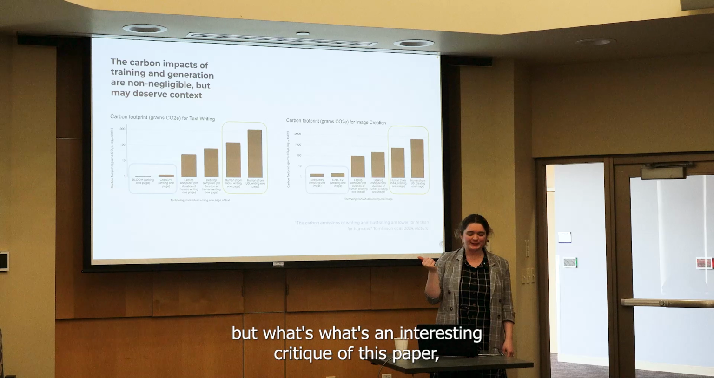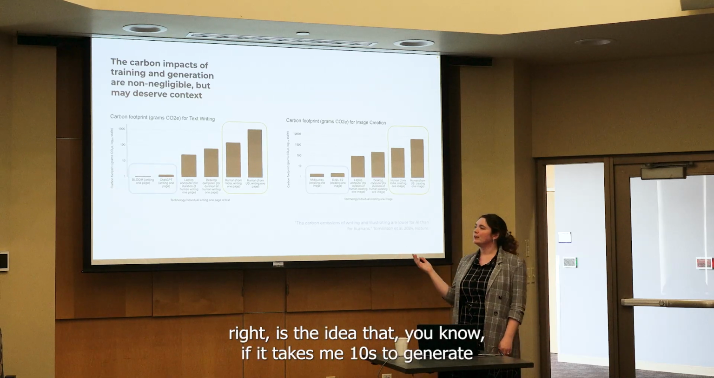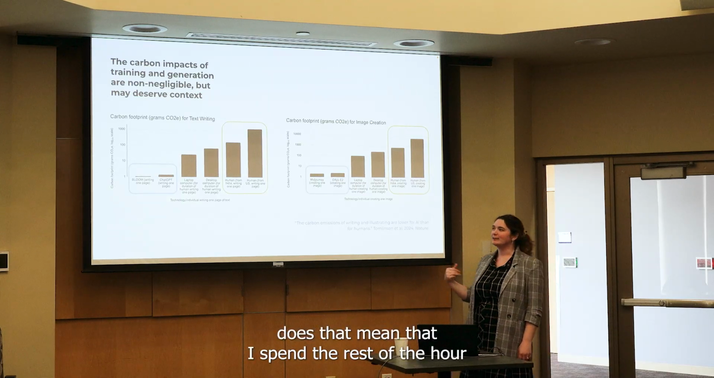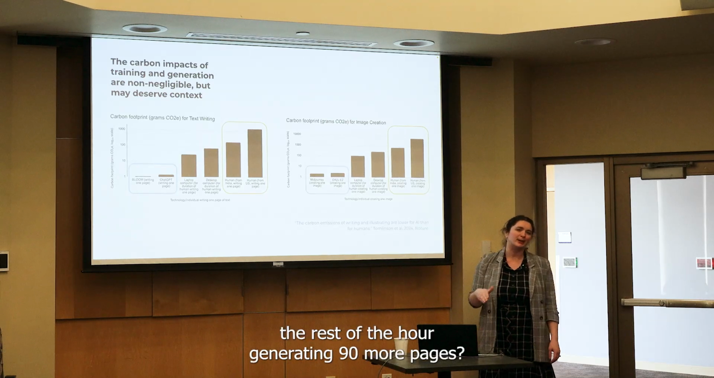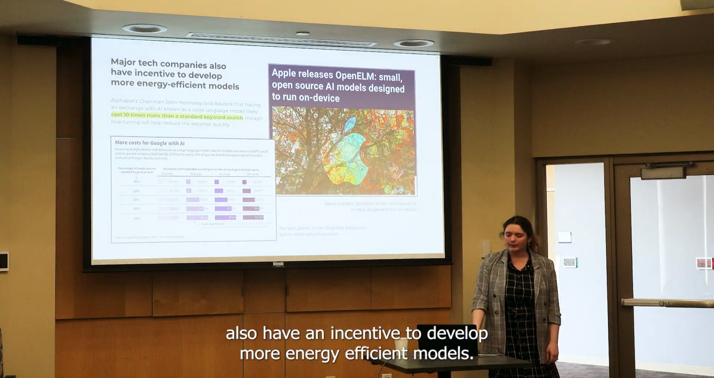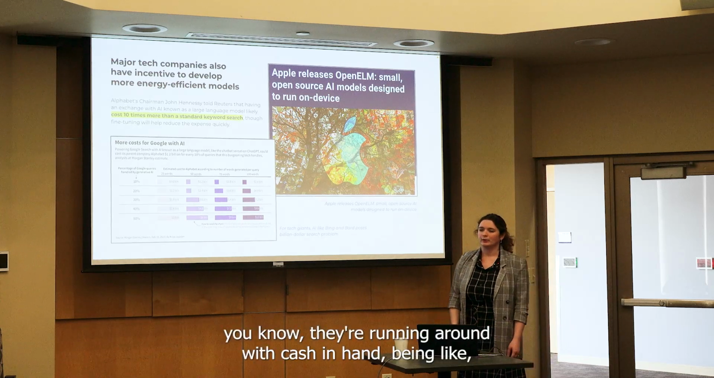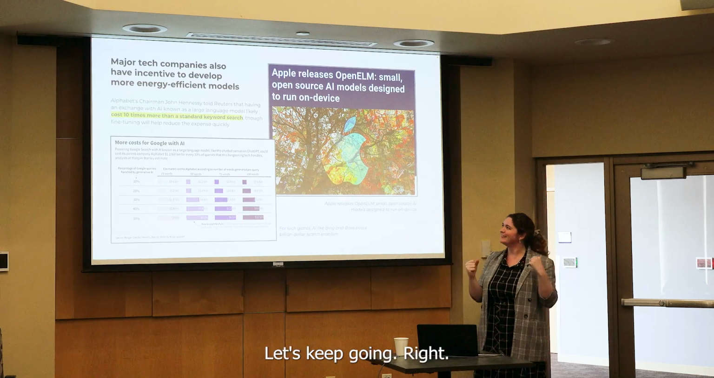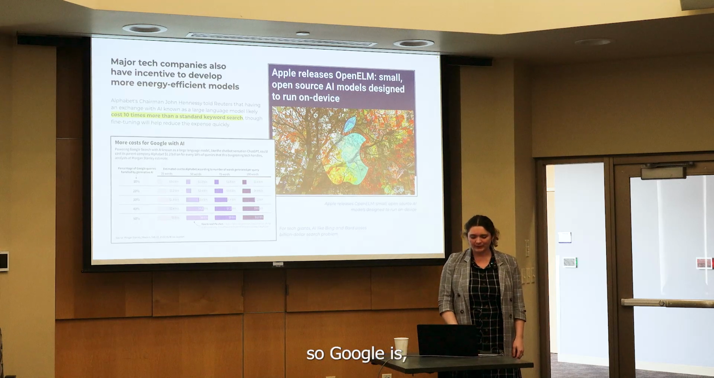But what's an interesting critique of this paper is the idea that if it takes me 10 seconds to generate one page instead of an hour, does that mean that I spend the rest of the hour playing outside, or does that mean that I spend the rest of the hour generating 90 more pages? Major tech companies also have an incentive to develop more energy efficient models. It's not like they're running around with cash in hand saying, yes, we've destroyed the planet, let's keep going, right? They're also hemorrhaging money.